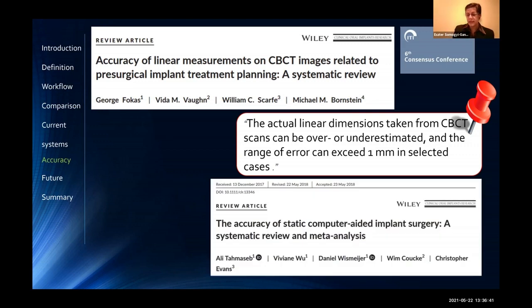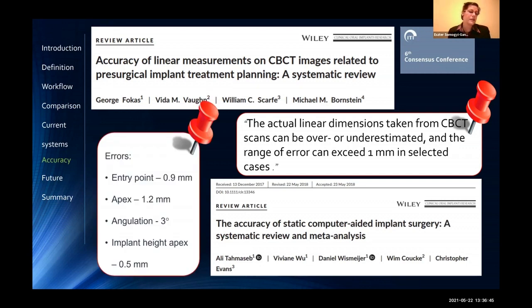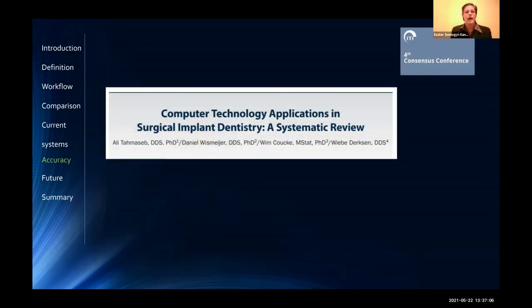Then it comes to static guidance, which is the fabricated guides. The errors at the entry point, again, can be up to 1 millimeter, at the apex a tiny bit more. Angulation on average about 3 degrees. And when it comes to depth differences, about 0.5 millimeter. So if you look at these numbers, it's fairly obvious why we need to have 2 millimeters of safety zone when we are planning our implants.